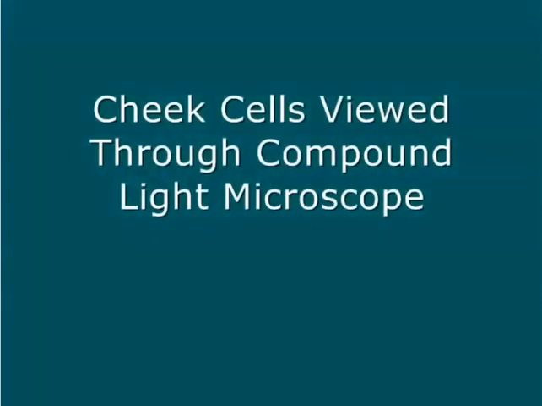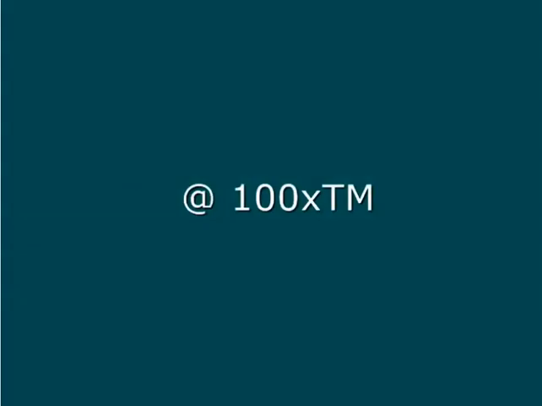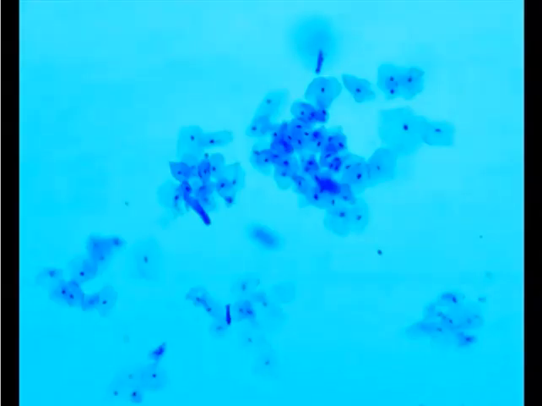Now I'm going to show you what these cheek cells look like when viewed through a compound light microscope. Here are my cheek cells at 100 total magnification. You see they look like little fried eggs, and the blue dot inside them is the nucleus.